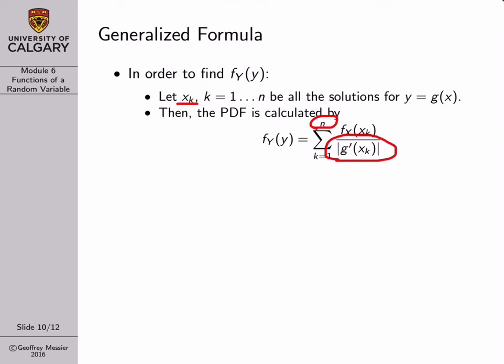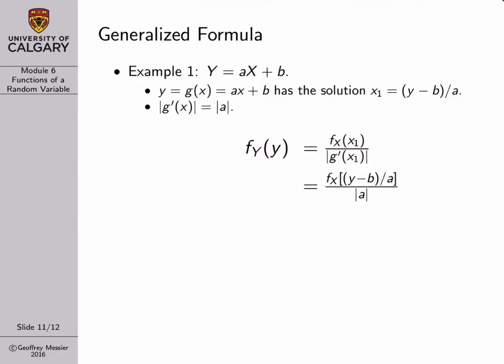So let's do some examples and it'll be a lot more clear exactly how this formula works. Okay, so let's redo our first example. y is equal to ax plus b. Our function y is equal to g of x, which is equal to ax plus b, and it has only one solution: x1 is equal to (y minus b) over a. The derivative of the function g with respect to x is just equal to a, and we take the magnitude of that, which is equal to the magnitude of a.